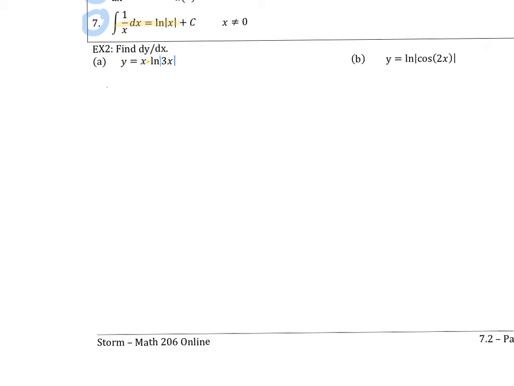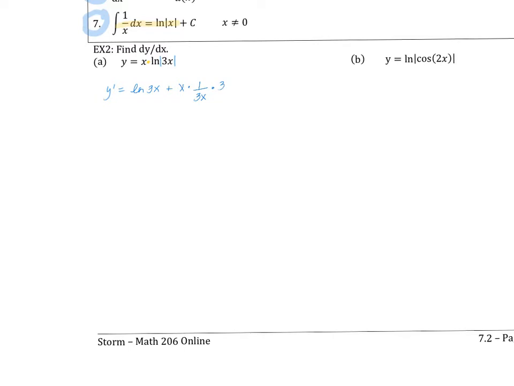So when I take my derivative, it's going to be the derivative of x, which is 1, times the natural log of 3x, which stays, plus x times the derivative of the natural log of 3x, which is going to be 1 over the argument. Notice I don't have the absolute values anymore, times the derivative of the argument. If we clean that up, the derivative is natural log of 3x plus 1. And that's it.